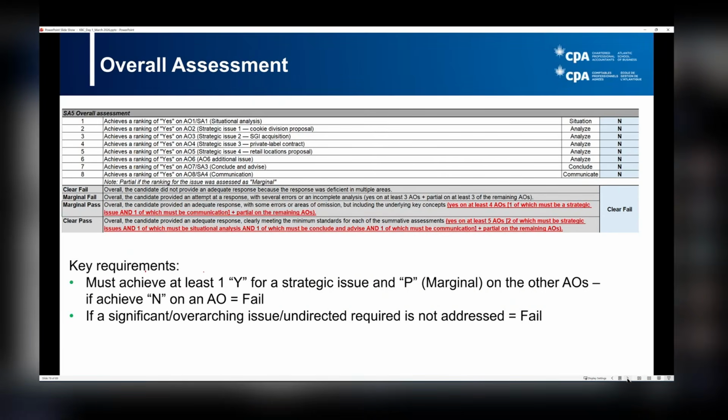So what do you need to do to pass? You need to achieve at least one yes for one of the strategic options, marginal on the rest of them. So again, no on any AO results in a fail. If there's a significant or overarching issue, an undirected requirement is not addressed, again, it would result in a fail. So what does this mean? Time management is critical. You need to complete all of the assessment opportunities to the best of your ability.